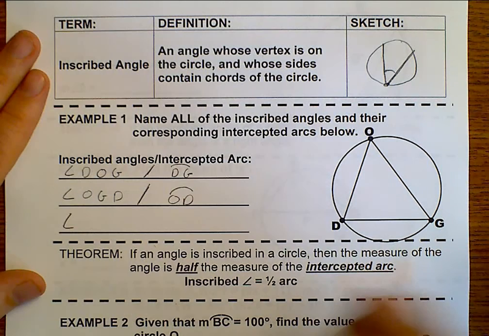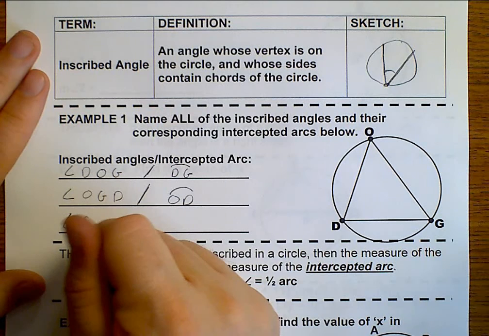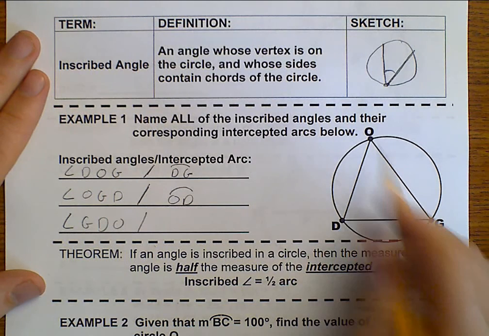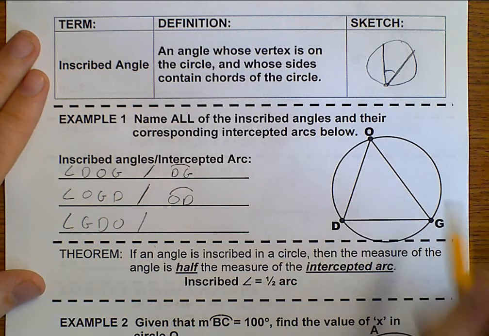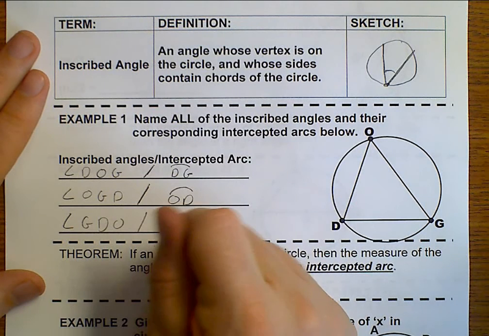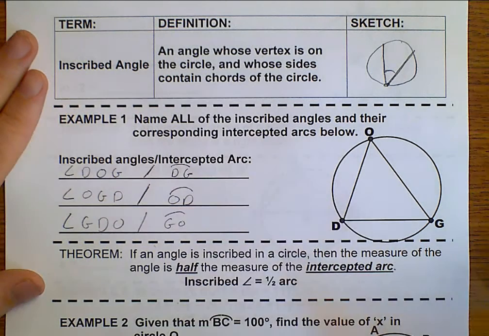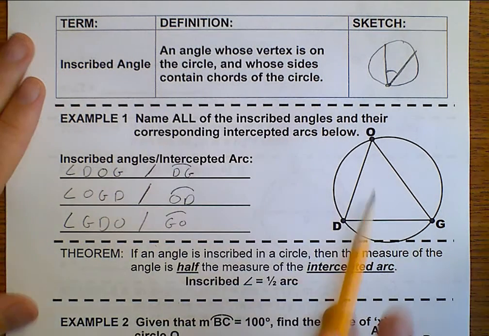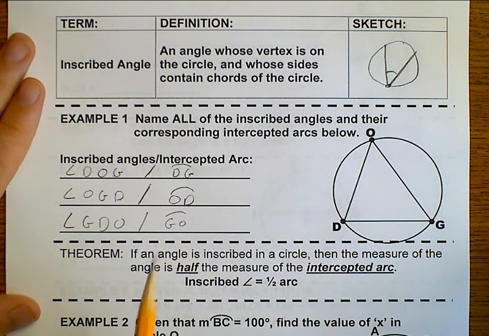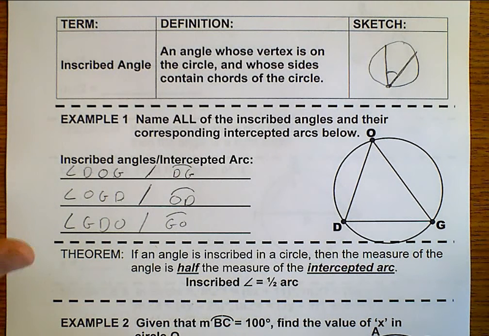Now I've got GDO, and GDO inscribes arc GO. Notice that when we're inscribing an arc, it's the legs of our angle that make the arc. So that's how we name the inscribed arcs, and that tells us which arc we're intercepting.